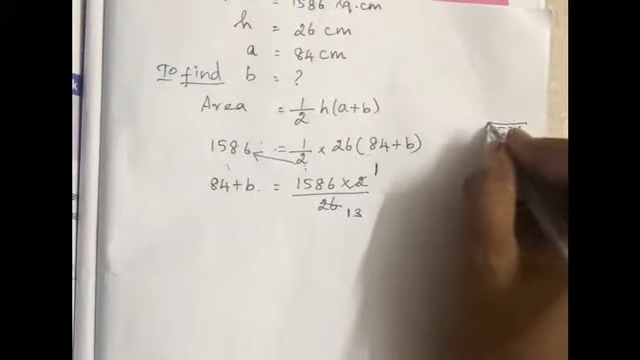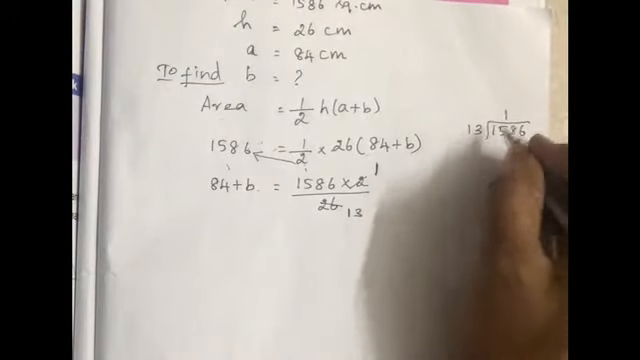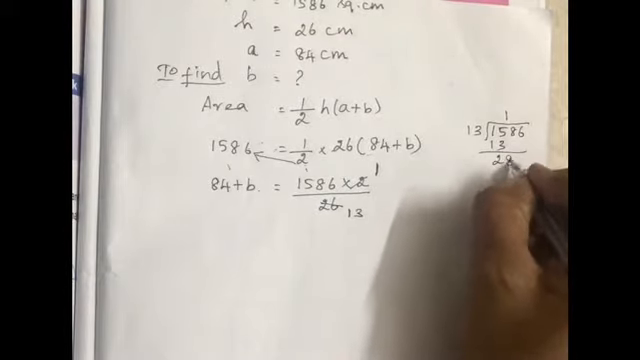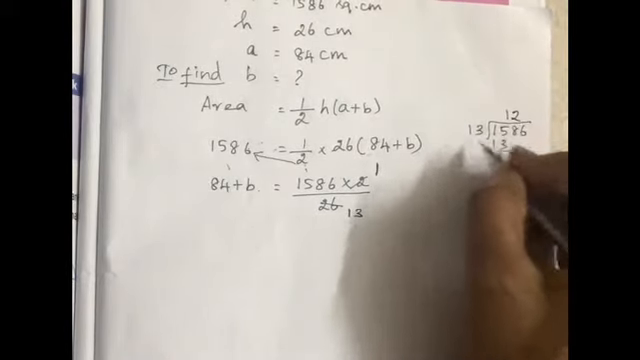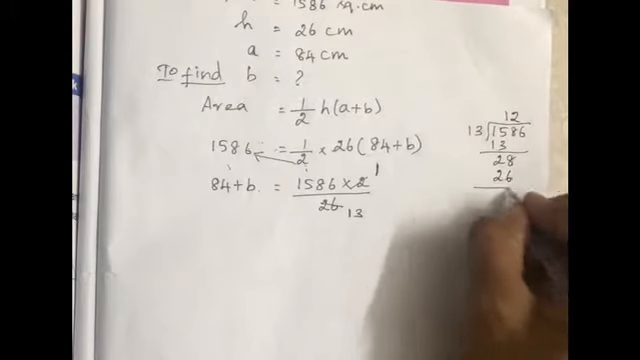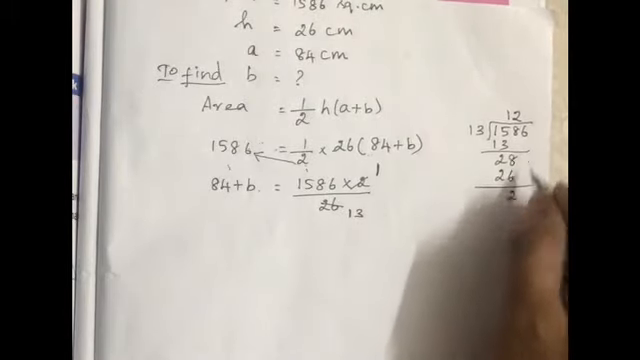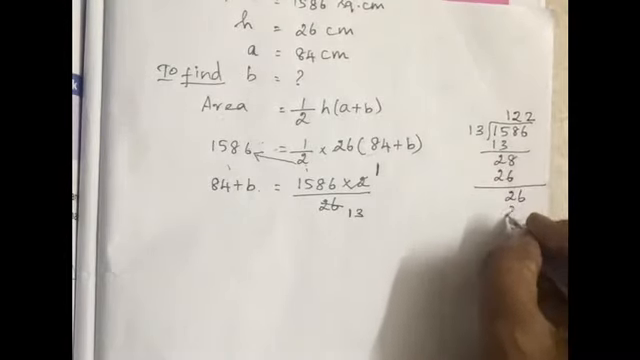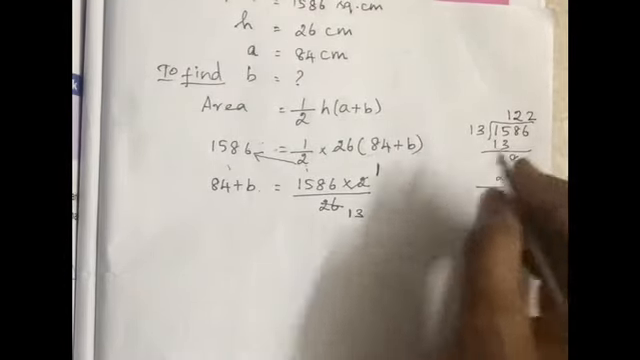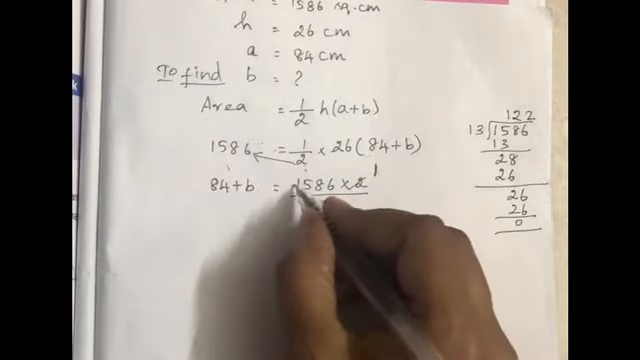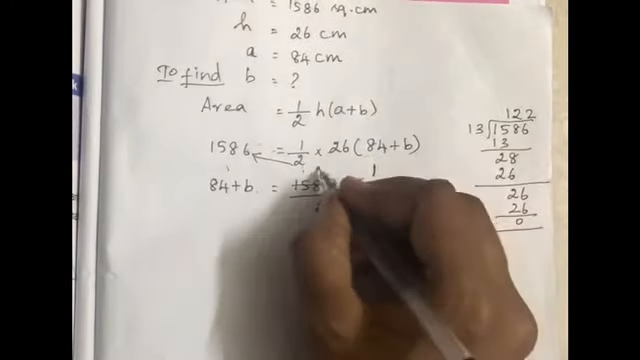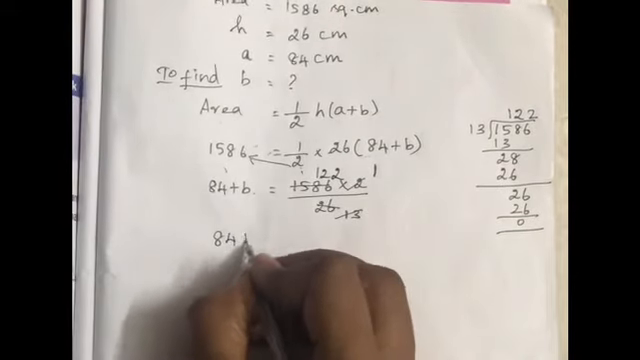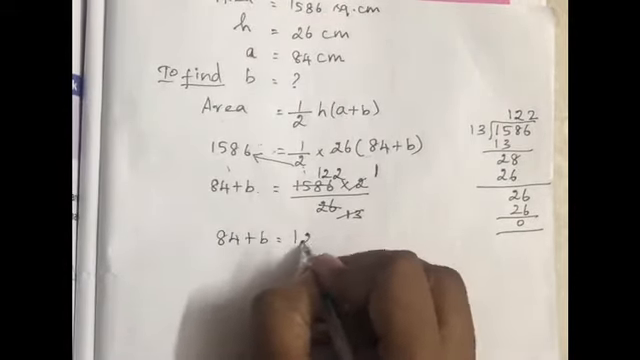1586 divided by 13. 1 times 13 is 13, remaining 2. So, if I bring 8 down, it is 28. 2 times 13 is 26. So, remaining while subtracting it is 2, 6. So, again 2 times 13 is 26, 0. Okay. So, if I cancel 13 and 1586, I get 122. That means 84 plus B is equal to 122.